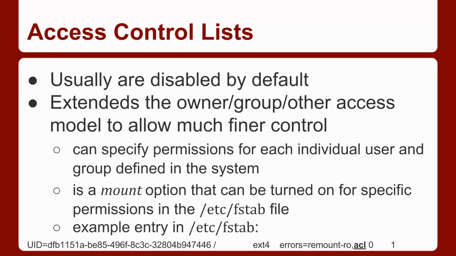So let's get to some alternatives to the permissions model for standard Linux distributions. Access control lists exist, but they are disabled by default. They extend the owner, group, other access model to specify on a per-user basis what permissions they should have. It is an aspect of the file system, and it depends obviously on the file system. You can turn it on; it's a mount option in the file system table file.